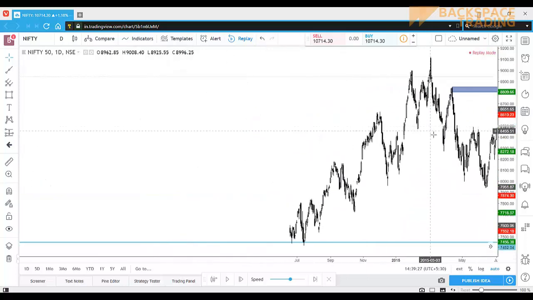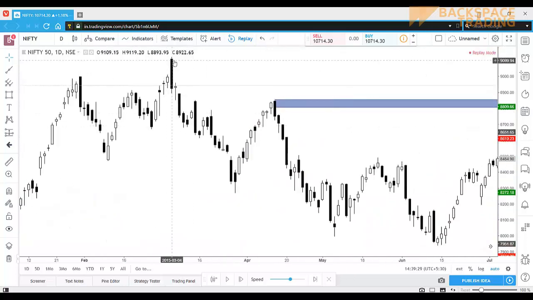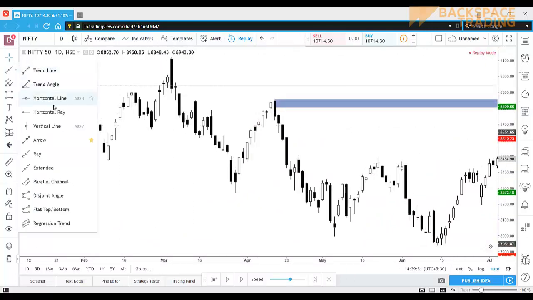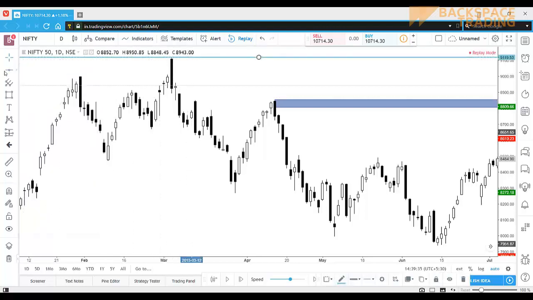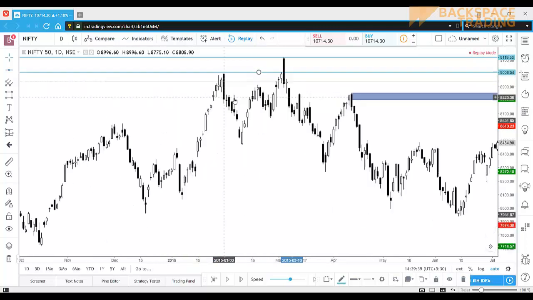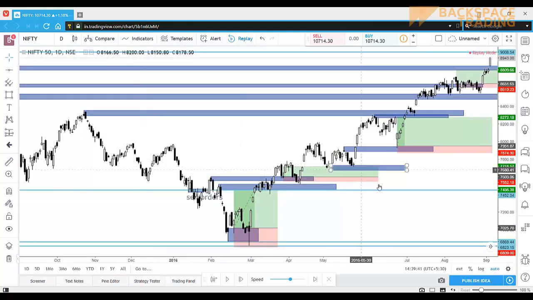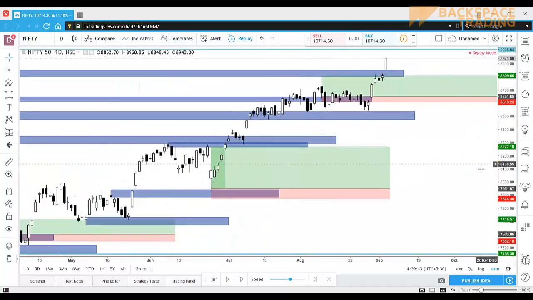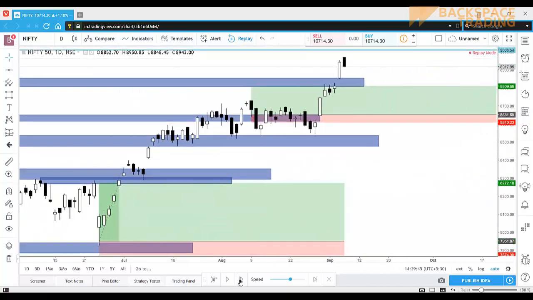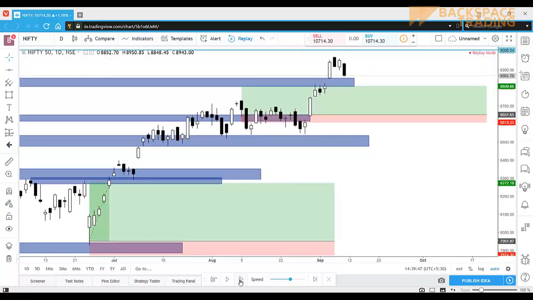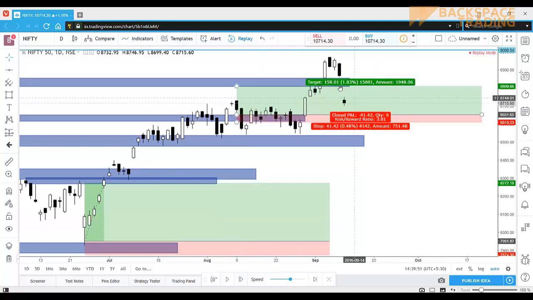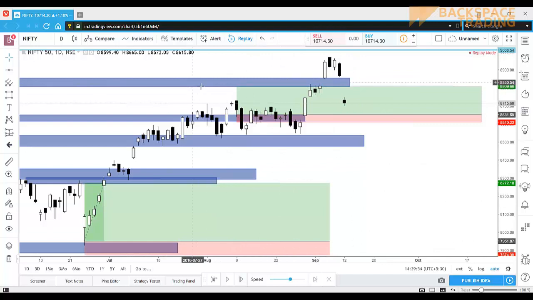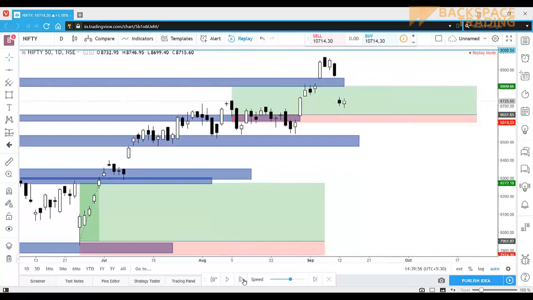What's the thing next? Okay, we have this one. I need to make a horizontal line on top. I'm making the high of this one. Let's see what price did. Oh my god, what happened over here? Even this support didn't get accepted. Oh, okay.